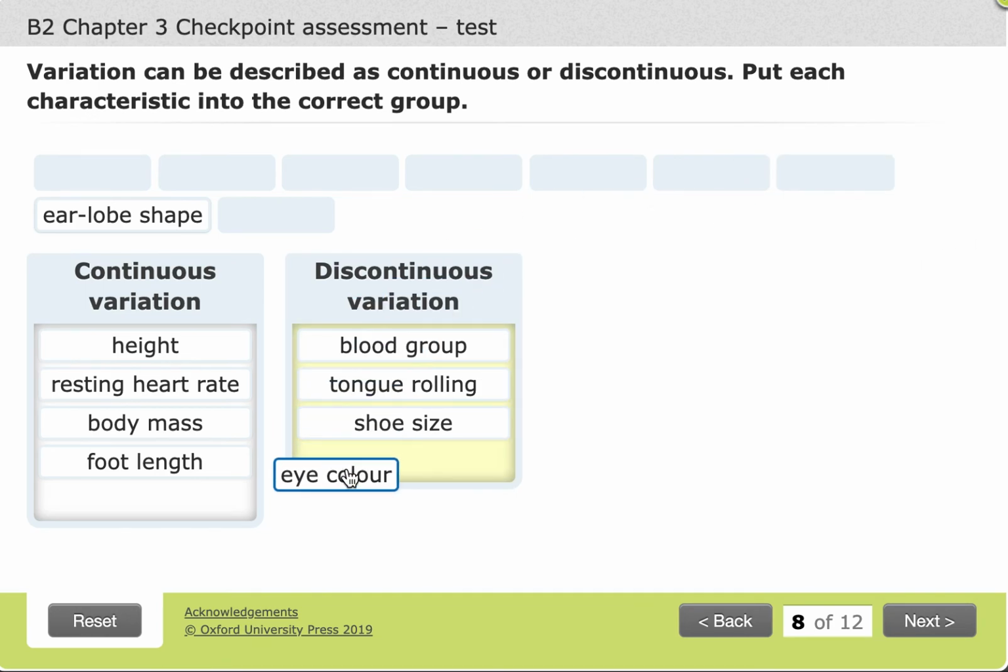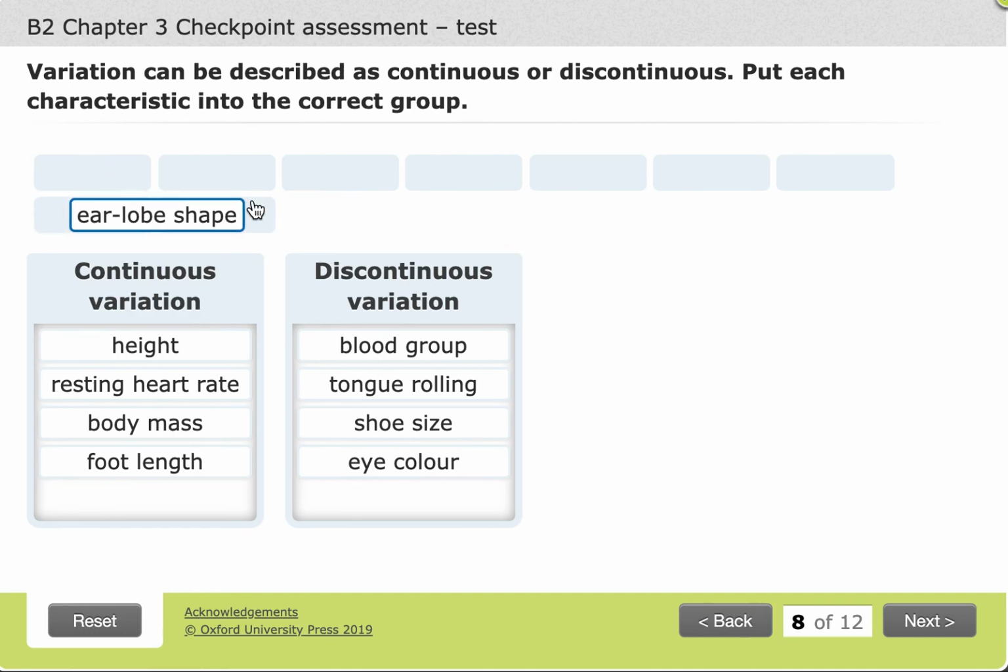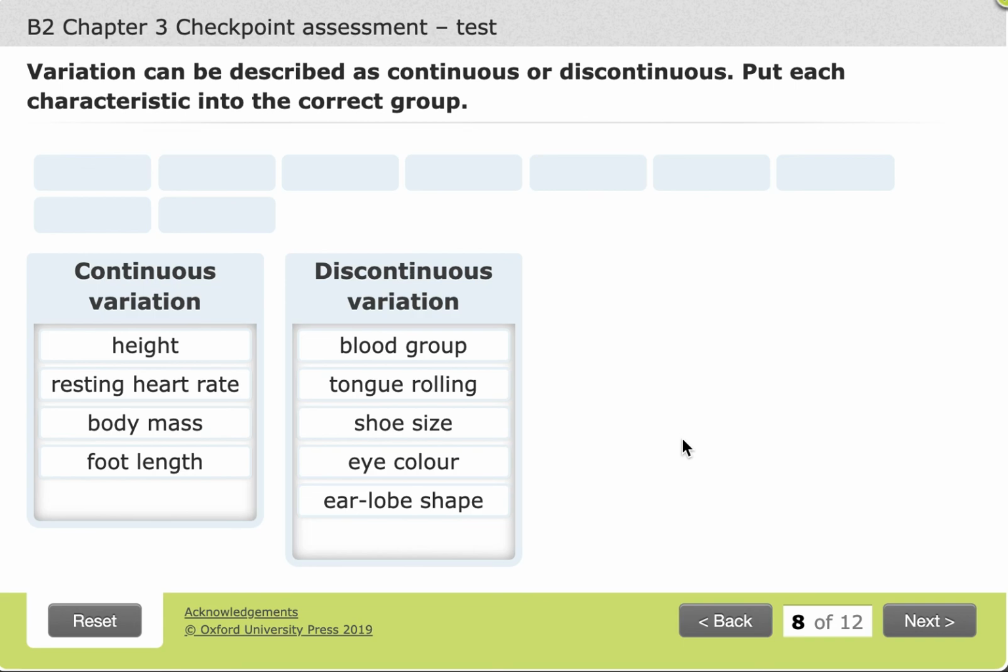Eye color is also discontinuous because you have either brown or blue eyes or green, whereas earlobe shape is also discontinuous. It's either lobed or without lobes. Okay, those are our answers for slide 8. Once more, review your answers and follow up accordingly according to your areas of strength and weakness.